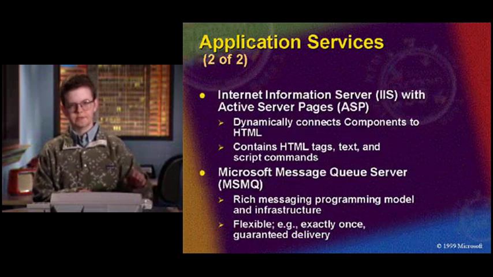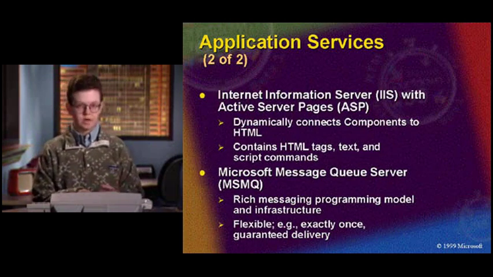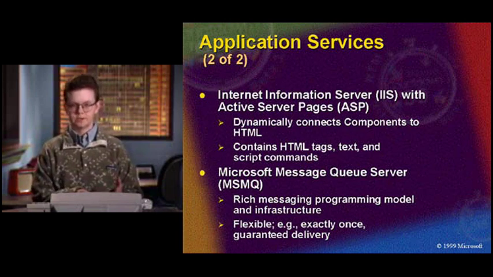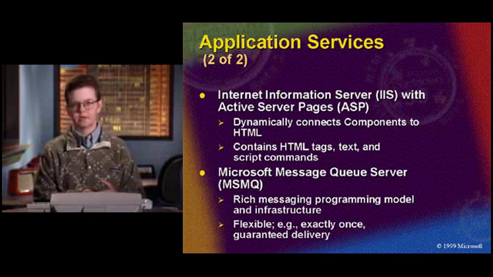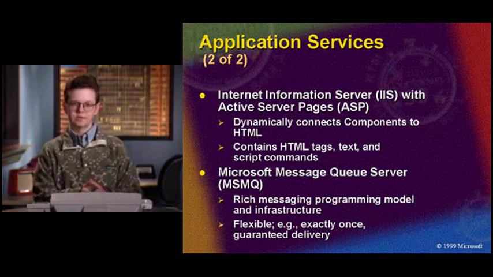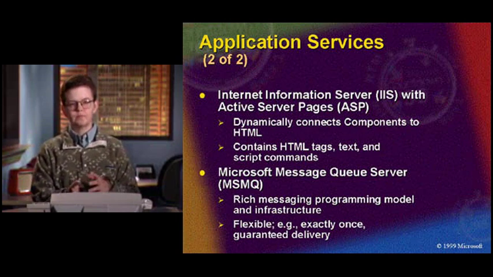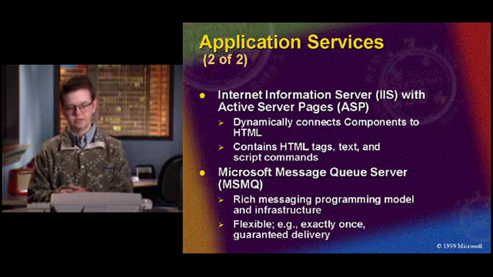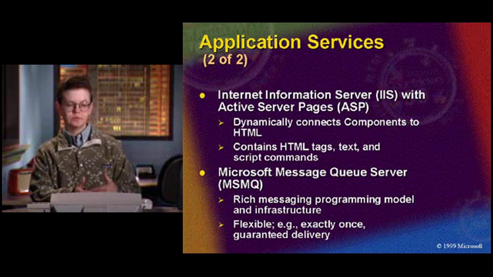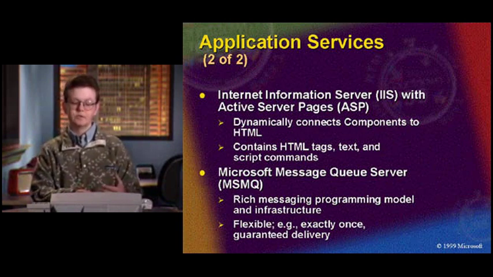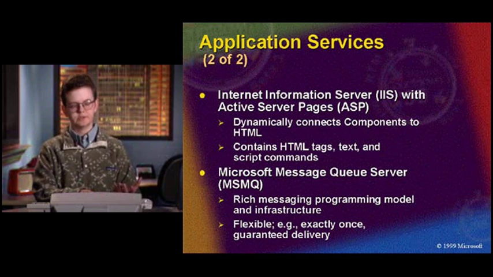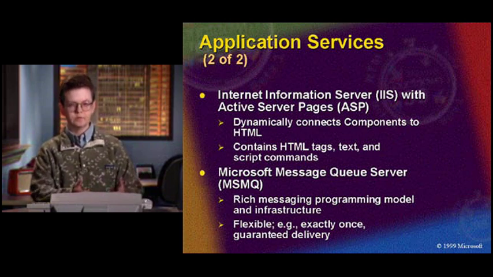Other key services that we use in conjunction with COM+ are Internet Information Server, IIS, in particular with active server pages, where we're using the active server pages to dynamically construct HTML that will go out to Internet clients. The main thing is that the components encapsulate much of the work that you're going to do within these active server pages, and you use script commands to trigger off actions on the components. You use HTML to provide information about how you want the presentation to be displayed to the user in a platform-neutral way.